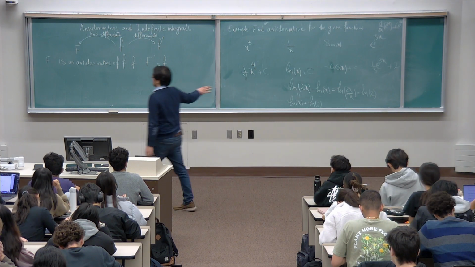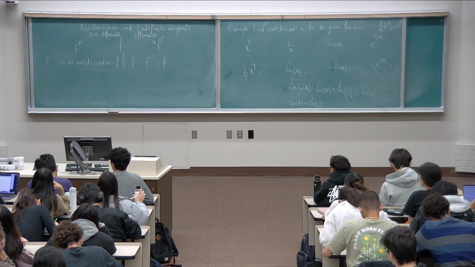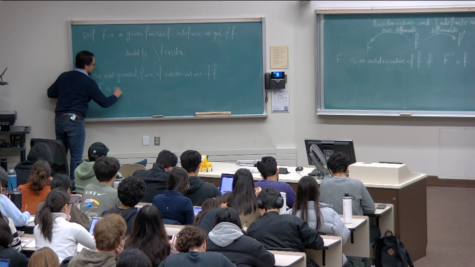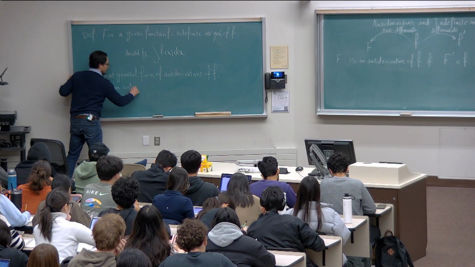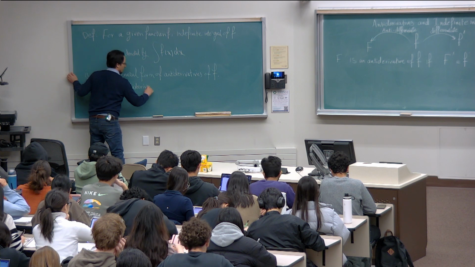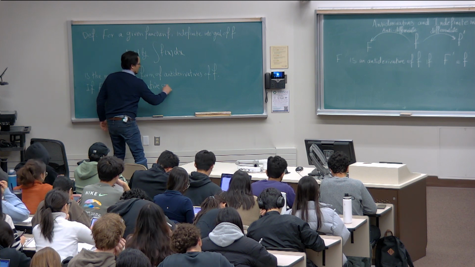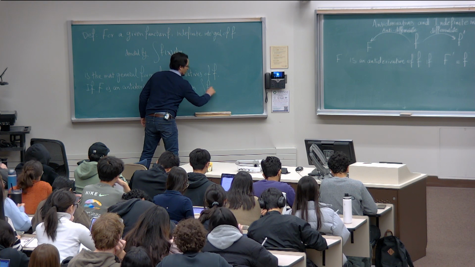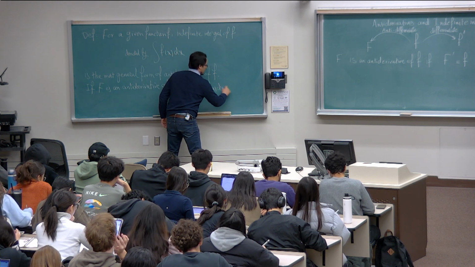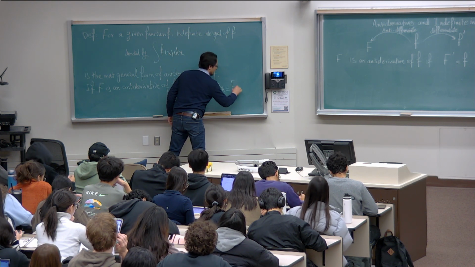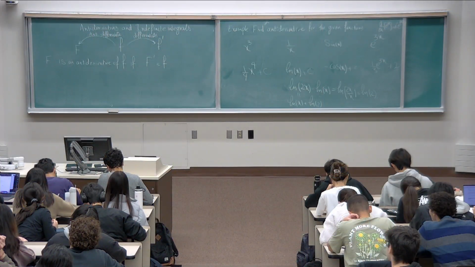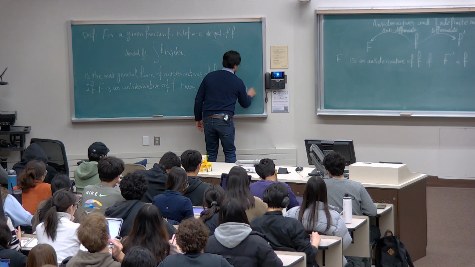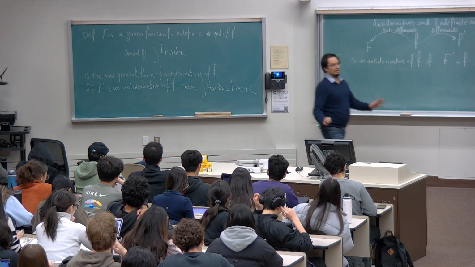And as we discussed there, if F is an antiderivative of f, then the integral of f of x dx must be: find one antiderivative and then add plus c, all the possible additions you added there.